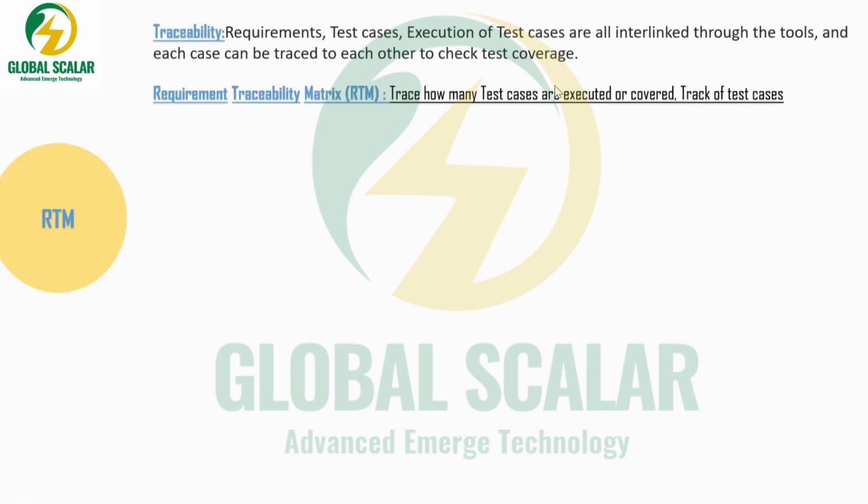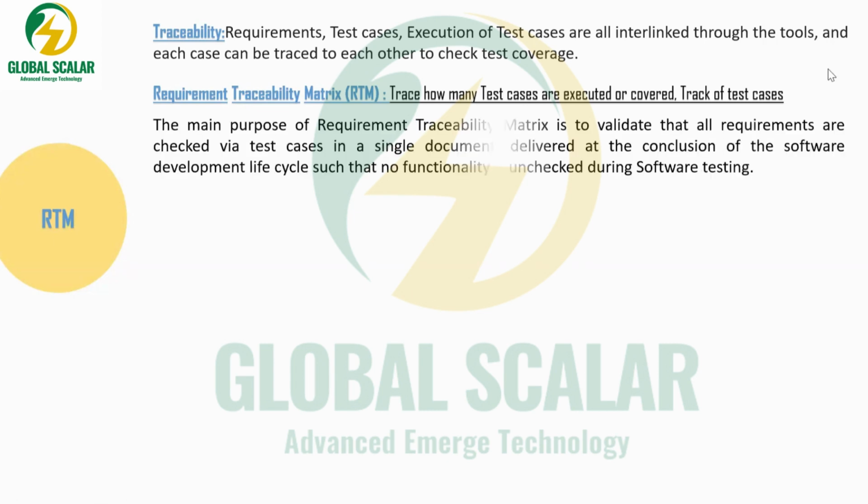Okay, so what is the progress of our work, how many test cases have passed, and for a particular piece of software, how many requirements did we estimate? That will be covered as a part of requirement traceability. The main purpose of requirement traceability is to validate that all the requirements are checked via test cases in a single document. And we'll come to the conclusion of the deliverable also.